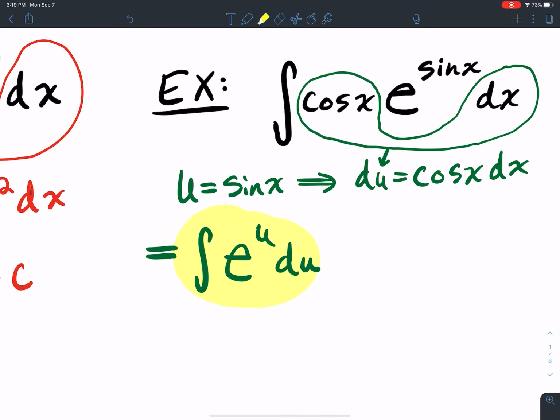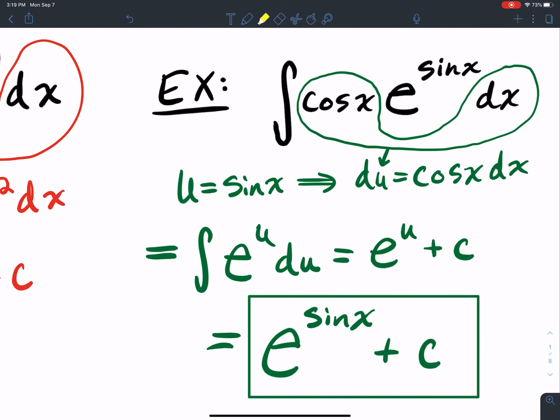So now I have an integral completely in terms of u, so step 3 is complete. Now I need to integrate e to the u du. e to the u is e to the u plus c. And then I replace u to make it in terms of x again with sine x. So that's my final answer right there.